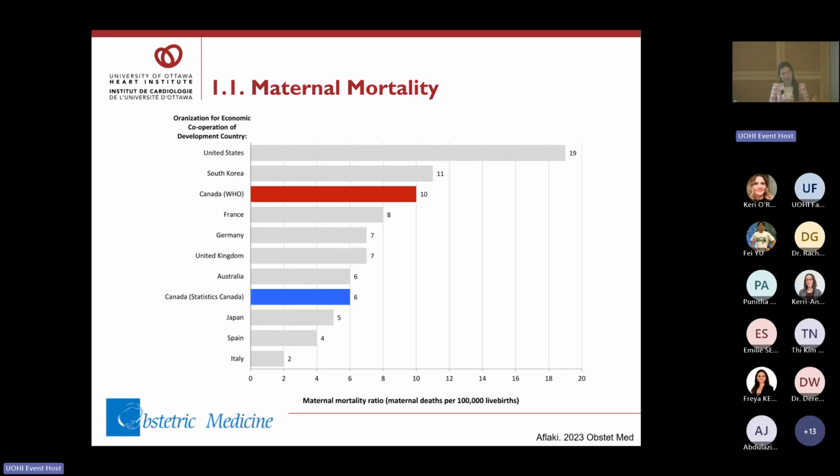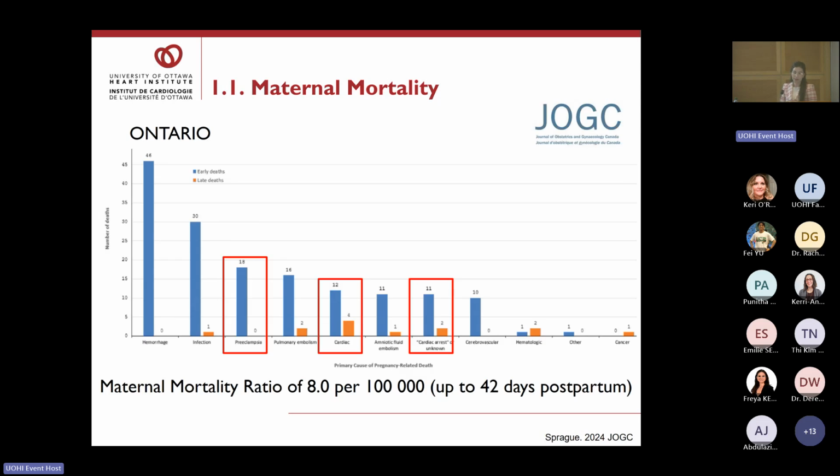The countries that are doing better than us from that aspect are countries that really have national strategies to fight this problem. And in Canada, this has been particularly difficult because we have a provincial-based administration of healthcare. When we look at Ontario, this data is from 2017. It's showing us the MMR for early death in pregnancy, which is the bulk of maternal death happening between the first 6 weeks postpartum.